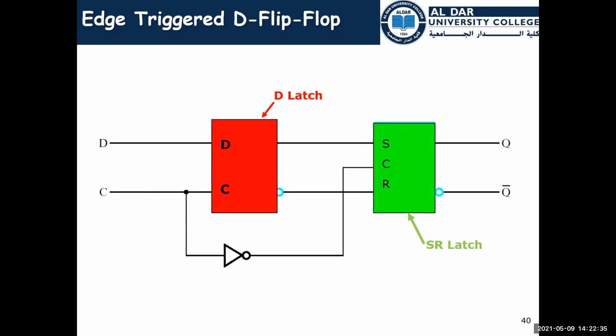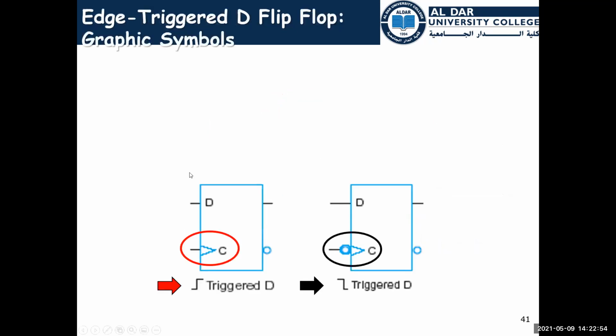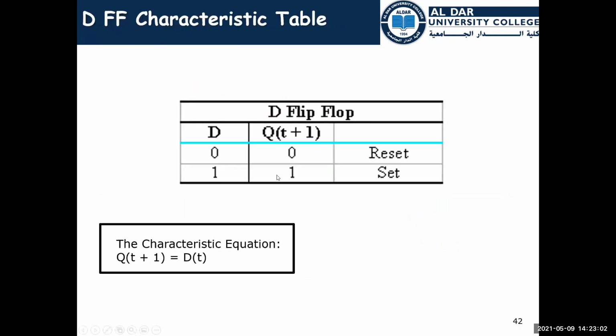The D flip-flop means we have a clock that is changing by time, and at each edge trigger, it is going to change its state according to the input. So this is the D flip-flop. This is positive edge trigger D flip-flop, and this is negative edge trigger D flip-flop. This is the characteristic table of the D flip-flop. We need it in the registers when we design RAM and registers for the processor.